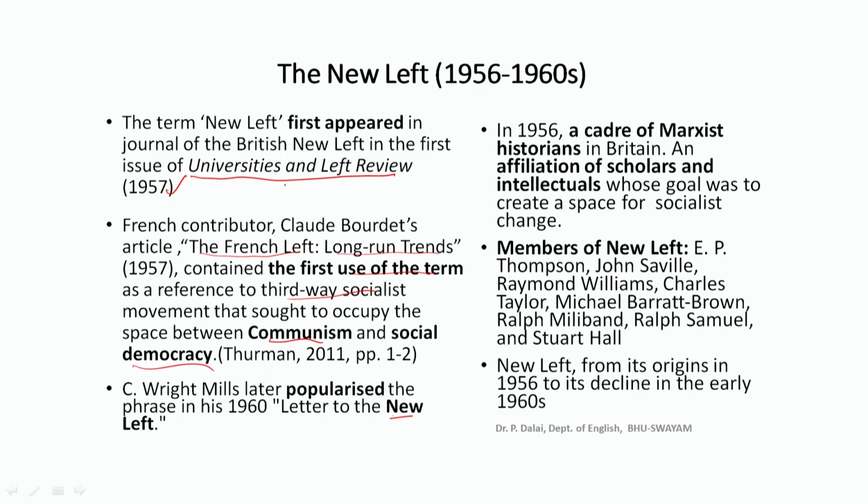Anyway, these new leftists were a cadre of Marxist historians in Britain. They were an affiliation of scholars and intellectuals whose goal was to create a space for socialist change. And the members were E.P. Thompson, John Saville, Raymond Williams, as you can see. So, these new lefts were the new scholars, and they followed Gramsci's notion of intellectualism, which is called organic intellectualism. So, these were the concepts you need to understand cultural studies.